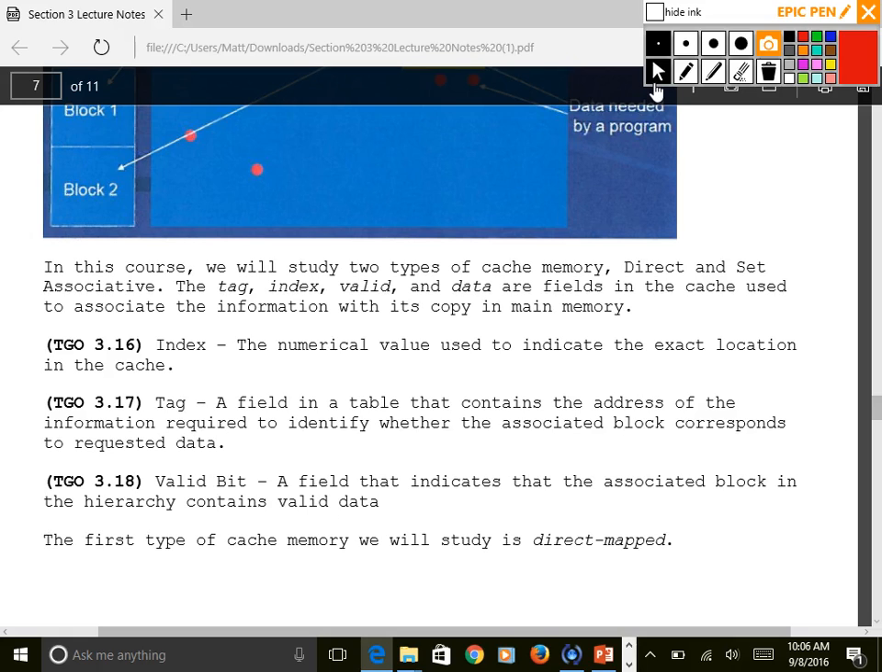So these are the three terms: index, tag, and valid bit. The index is the numerical value used to indicate the exact location in the cache. The tag is a field in a table that contains the address of the information required to identify where the associated block corresponds to the data.